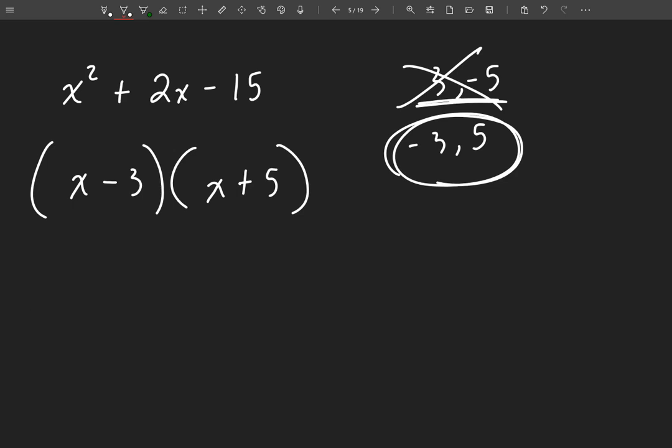Just like that. Now, things like this, where you have one positive and one negative, can be very tricky. So again, please take a second and just check it. So negative 3 times 5 is negative 15, so that's good. And a negative 3 plus 5 is a positive 2, and this is indeed a positive 2. So I know that this, in fact, is my solution. All right.